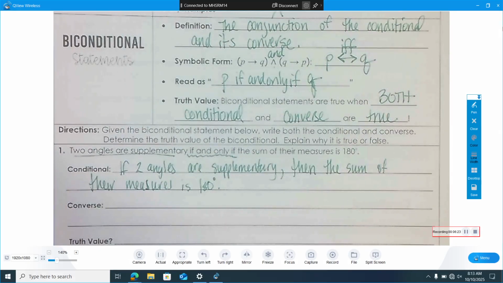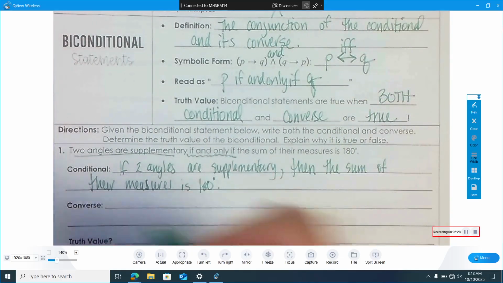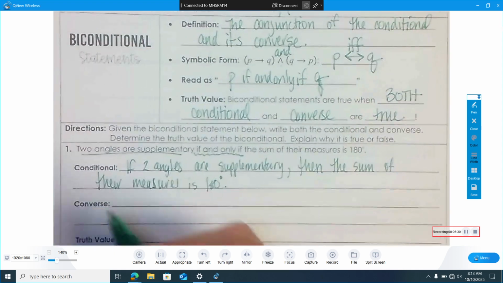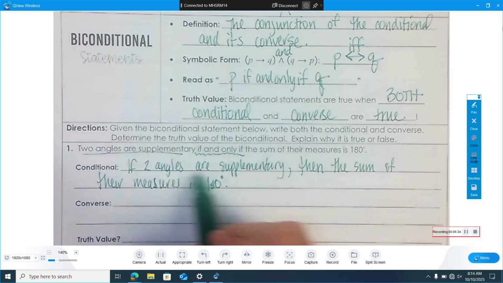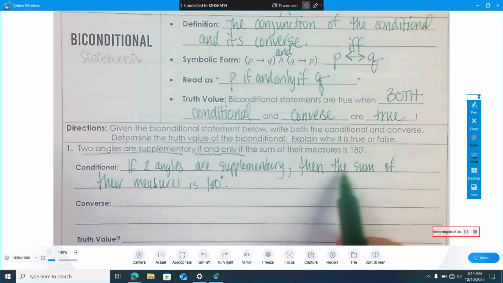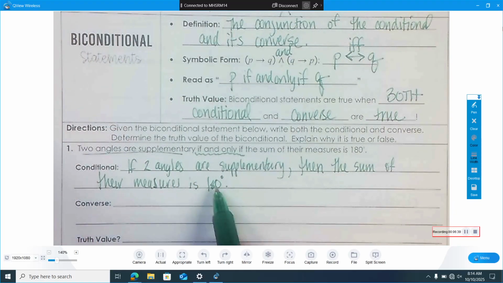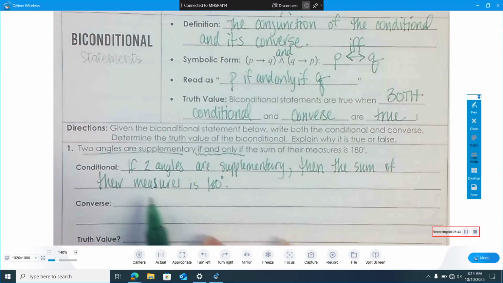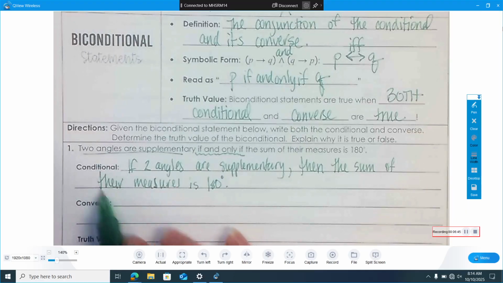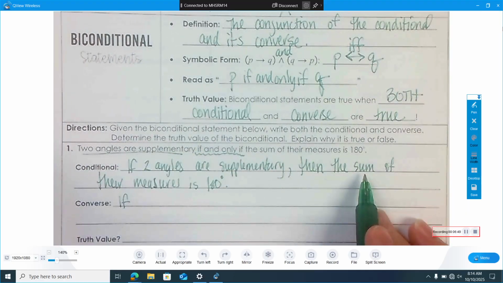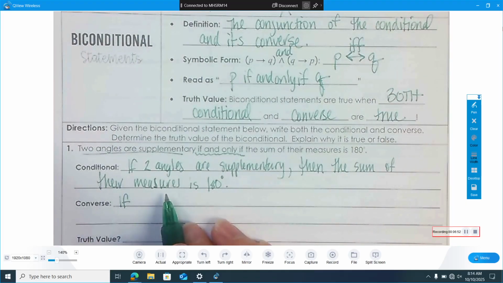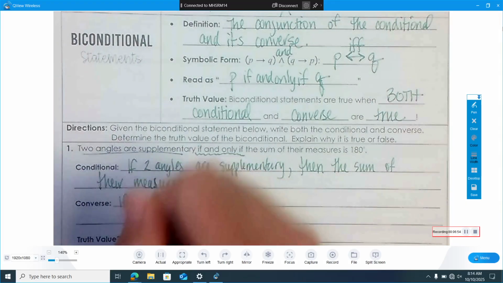If the angle measures 180 degrees, then the two angles are supplementary. I'm just going to add one or two words there. So the converse: here we have our conditional. Here's our P statement right here: two angles are supplementary. And the Q statement is the sum of their measures is 180. I would say if the sum of their measures is 180, but the "there" is non-specific, so I'm going to change that to if the sum of two angles measures 180 degrees. So that's how I'm going to say that.